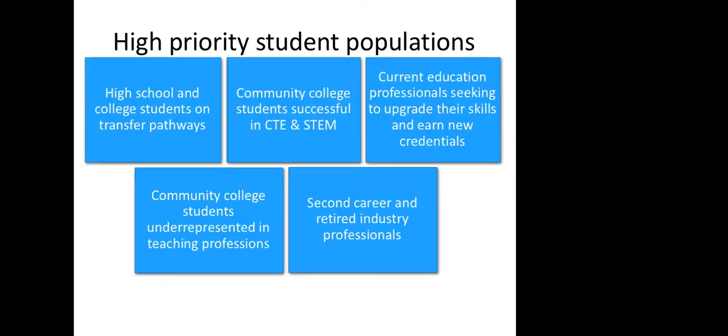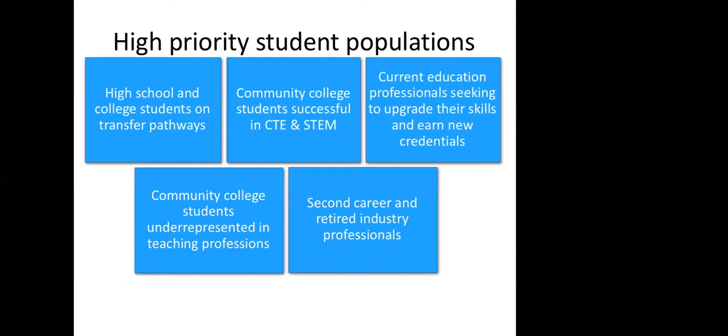On the other side too is the high priority student population. So keep these in mind as you are building out your ecosystem and thinking about who you're partnering with. High school and college students on transfer pathways, community college students successful in CTE and STEM, current education professionals seeking to upgrade their skills and earn new credentials, community college students underrepresented in teaching professions, and second career and retired industry professionals. If you look at these different categories, you can probably start to see potential partners that would emerge.